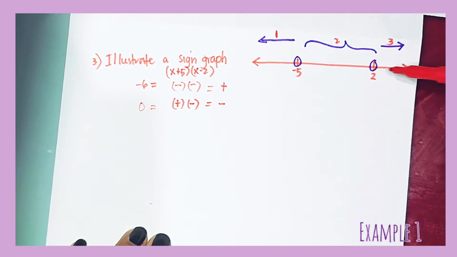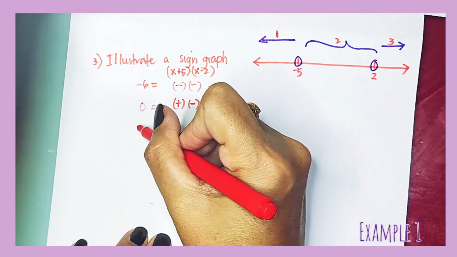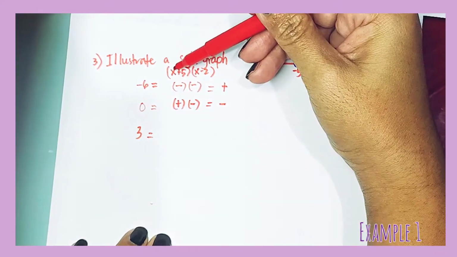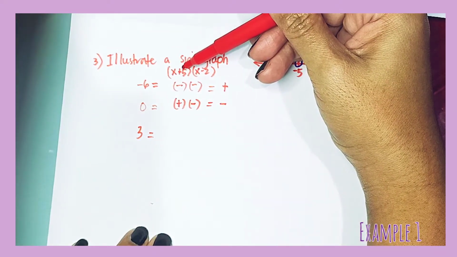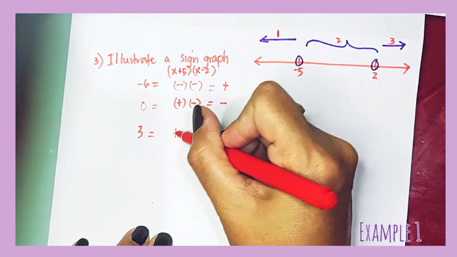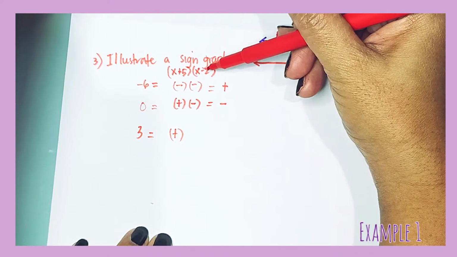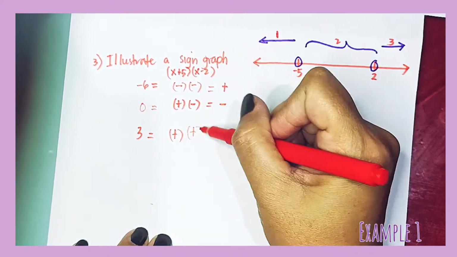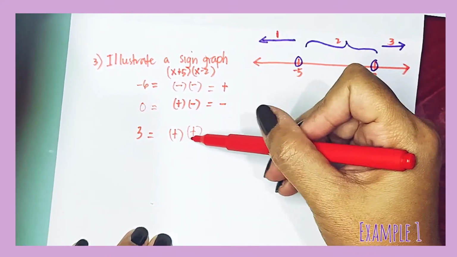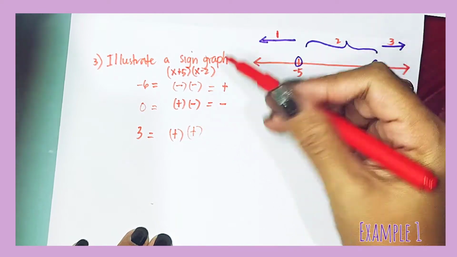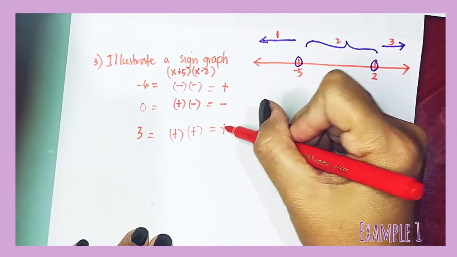Numbers from 2 going to the right, let's choose number 3. So if x is 3, 3 plus 5 is 8, that is a positive number. If our x is 3, 3 minus 2 is also a positive number. And multiplying them, positive times positive is equal to positive.